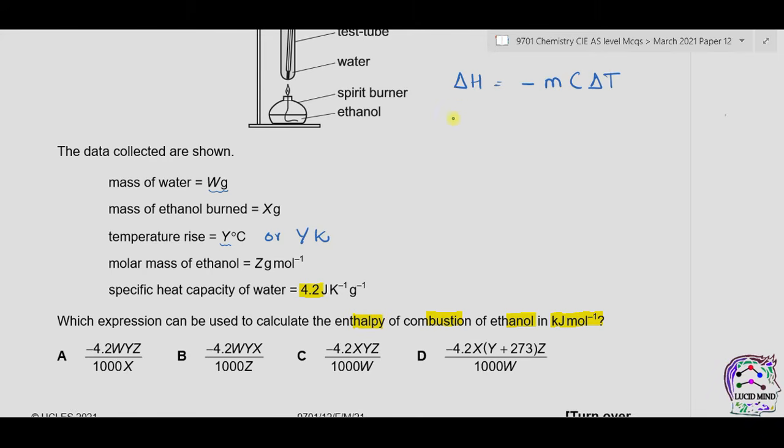Putting values in this equation, enthalpy change of combustion will be minus M. Instead of M we are going to write W. Instead of C we are going to write 4.2 joules per Kelvin per gram.